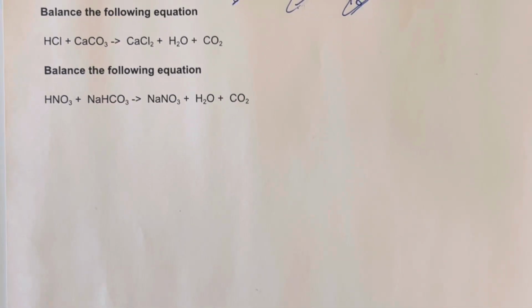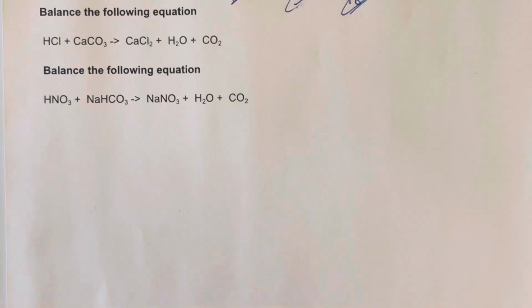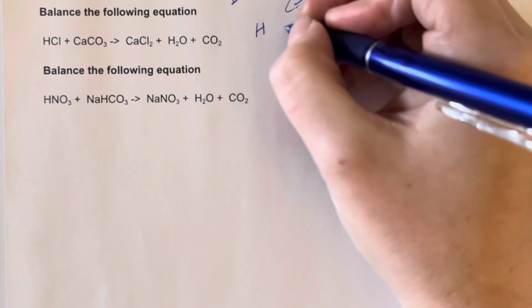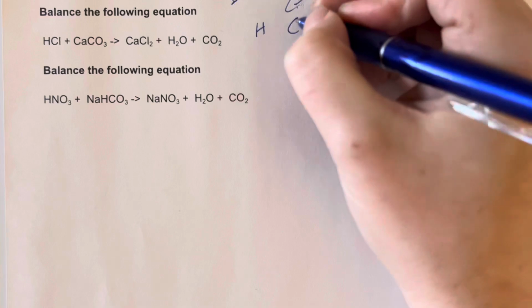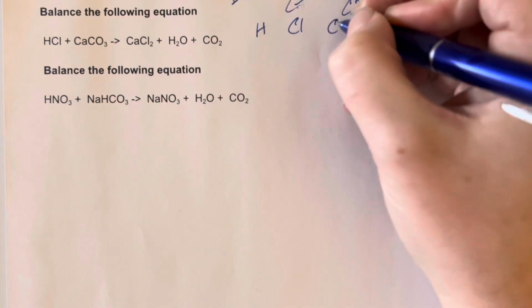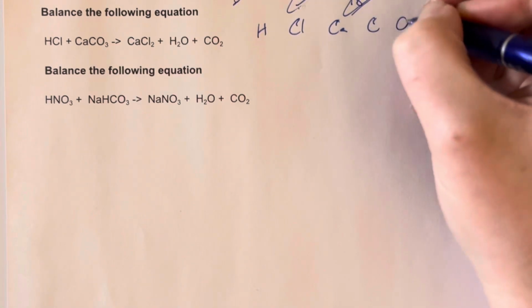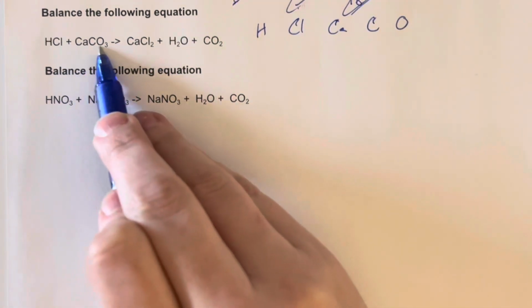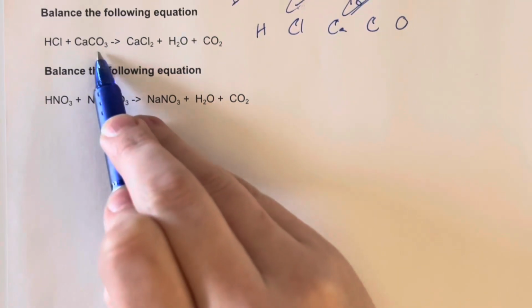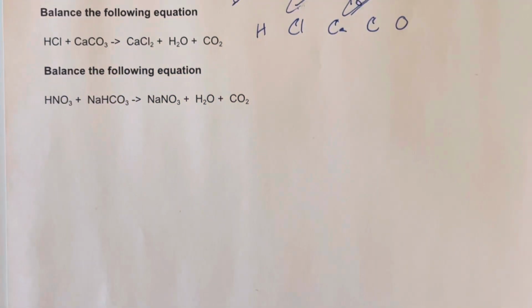Balance the following chemical equation. Hydrochloric acid and calcium carbonate react to form calcium chloride, water, and carbon dioxide. So first up, I'm going to identify all of the pieces here. So I have hydrogen, I have chlorine, I have calcium, I have carbon, and I have oxygen. Now, calcium carbonate does include the polyatomic ion carbonate, CO3. However, carbonate does not make it through intact, so I cannot count it as a single thing, and I am going to have to count carbons and oxygens separately.